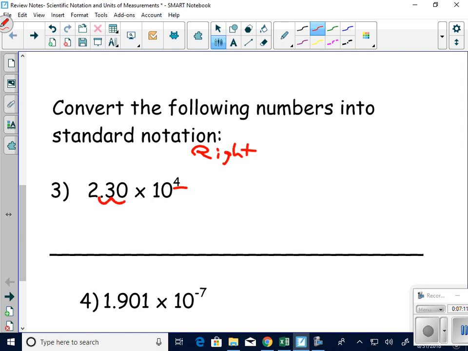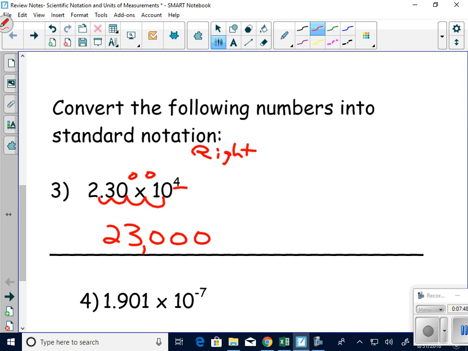4, 1, 2, 3, 4. So I need to add 2 zeros. 2, 3, 0, 0, 0. I can put that comma in there. Now, you don't know this yet, but if I'm looking at that, that is only 2 sig figs. How many sig figs do I need?